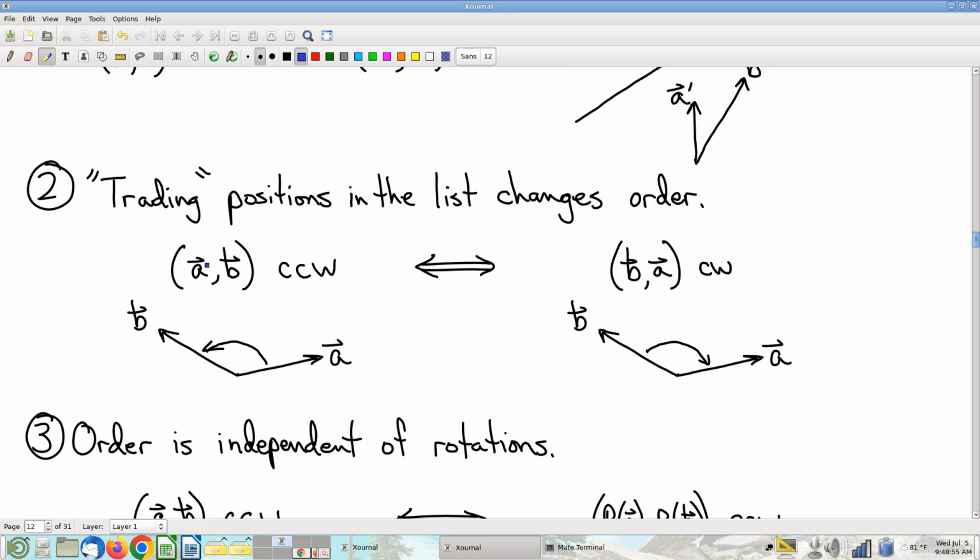Trading the positions changes the order. Again, pretty straightforward observation. If A is first and B is second, let's suppose that's counterclockwise. Changing the order would mean B first, A second, and again, that's going to change from counterclockwise to clockwise, or vice versa. Again, I think pretty geometrically satisfying.